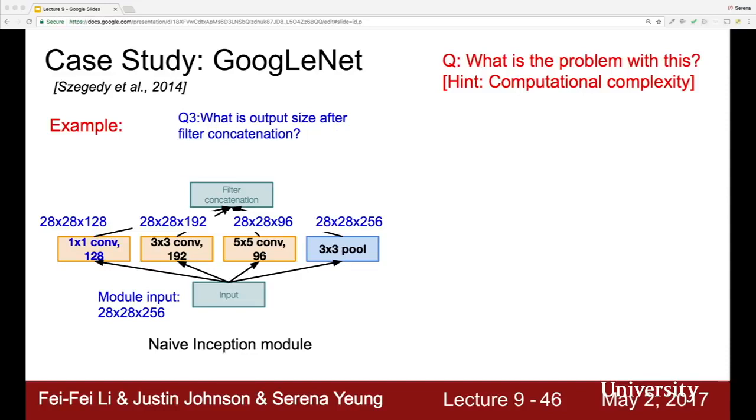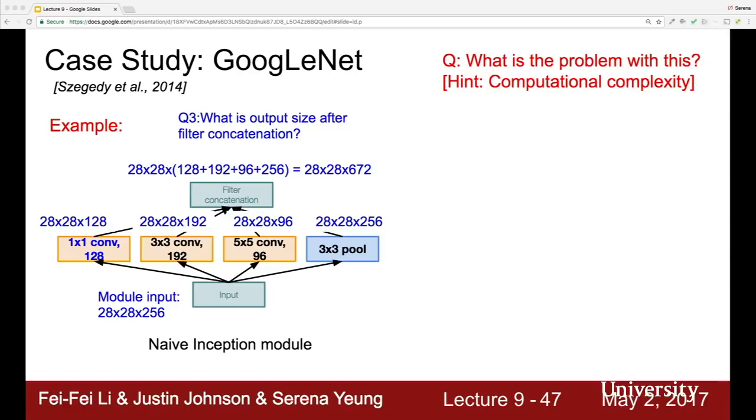And so now if we look at the output size after filter concatenation, these are all 28 by 28, and we're concatenating depth-wise. So we get 28 by 28 times all of these depths added together, and the total output size is going to be 28 by 28 by 672. The input to our inception module was 28 by 28 by 256, and the output from this module is 28 by 28 by 672. So we kept the same spatial dimensions, and we blew up the depth.